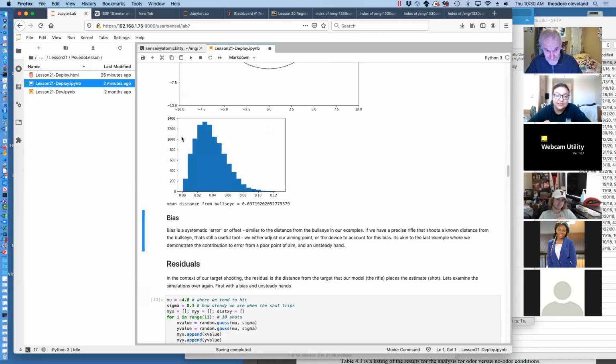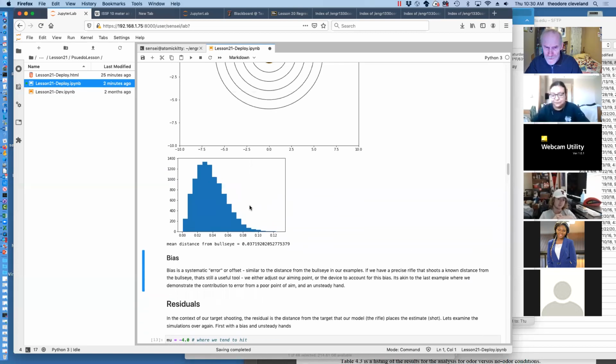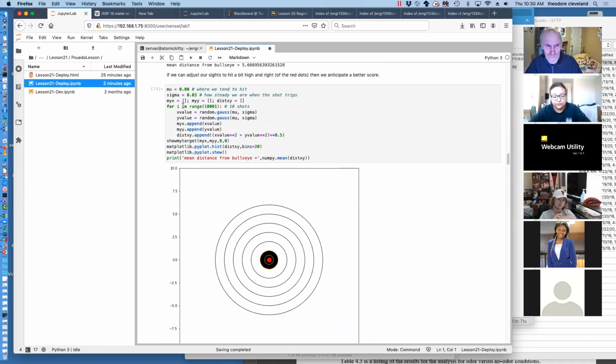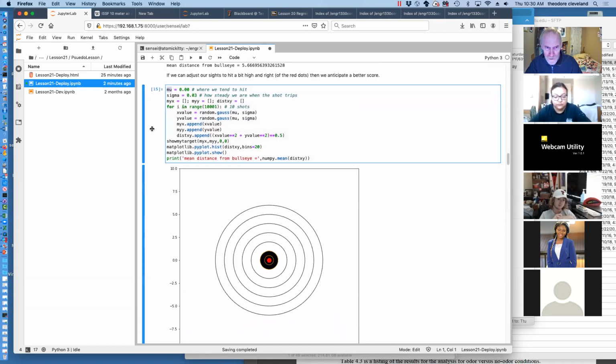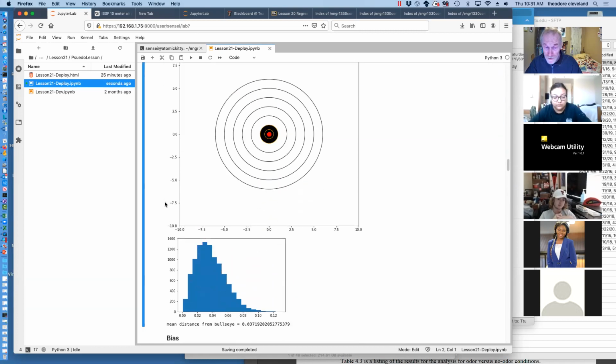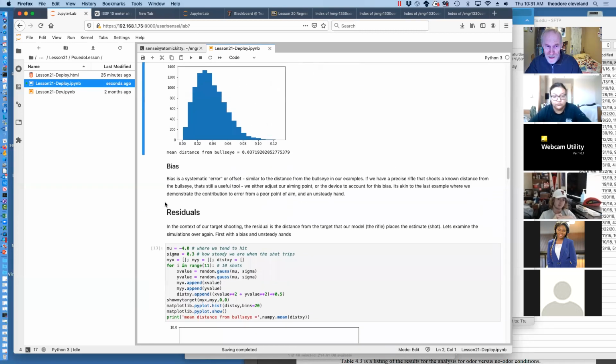And look at our histogram. It still looks gamma distributed, but look at our mean distance from the bullseye, 0.003. So this mean distance from the bullseye is somehow related to both our measure of where we tend to hit and our measure of how steady we are. The next concept is called bias.